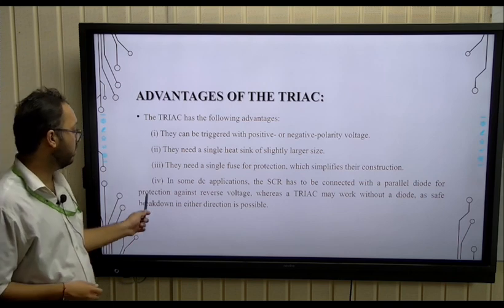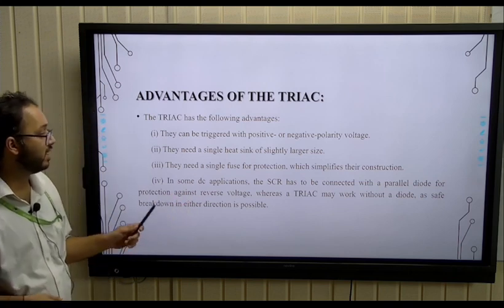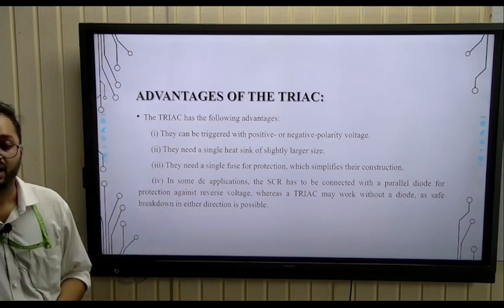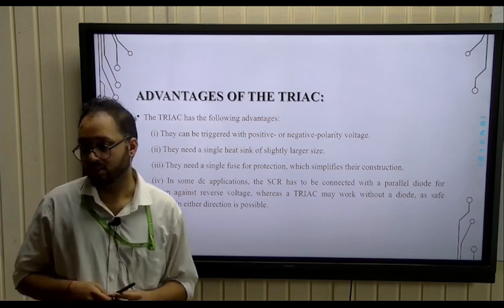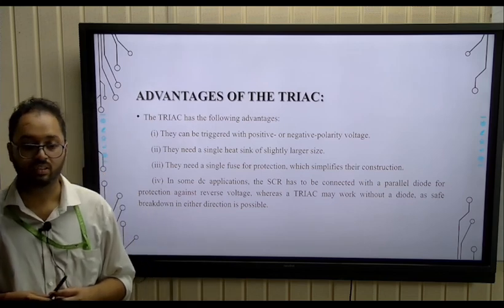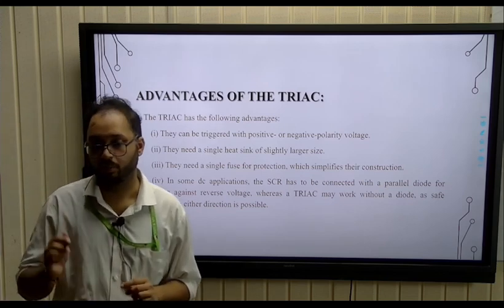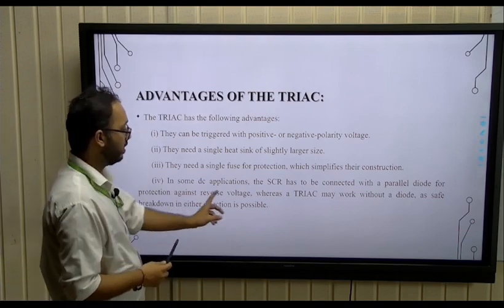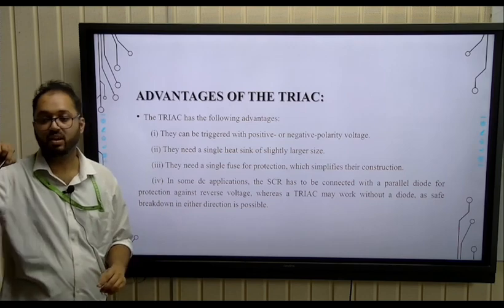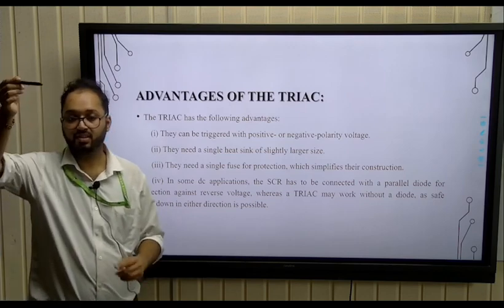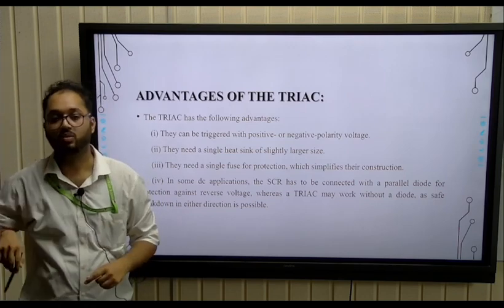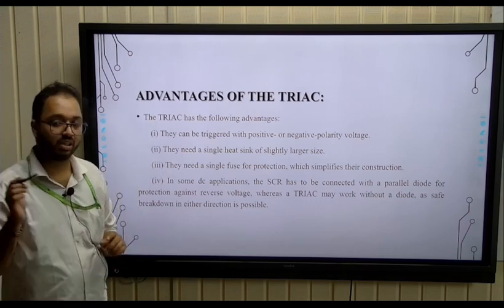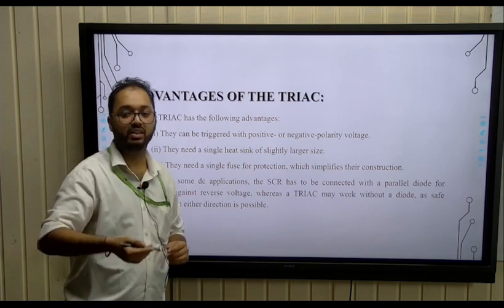And within some DC applications, the SCR has to be connected in anti-parallel mode so that it can block the heavy voltages. What happens is, whenever you are protecting a particular device, you put a diode or an SCR in reverse mode, so that if there is a high amount of voltage, it gets conducted through the SCR and not through the device. That we will cover when we study inverters and rectifiers.